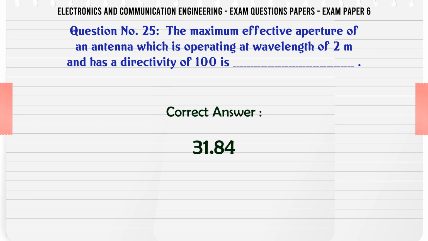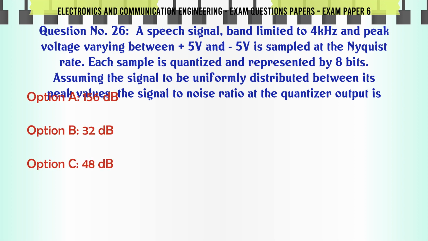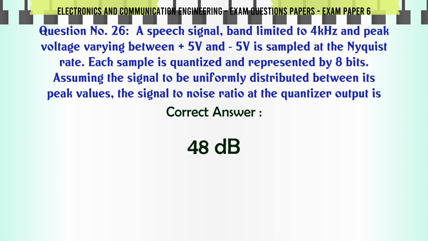A speech signal band limited to 4 kHz and peak voltage varying between +5V and -5V is sampled at the Nyquist rate. Each sample is quantized and represented by 8 bits. Assuming the signal to be uniformly distributed between its peak values, the signal-to-noise ratio at the quantizer output is A) 156 dB, B) 32 dB, C) 48 dB, D) 64 dB. The correct answer is 48 dB.